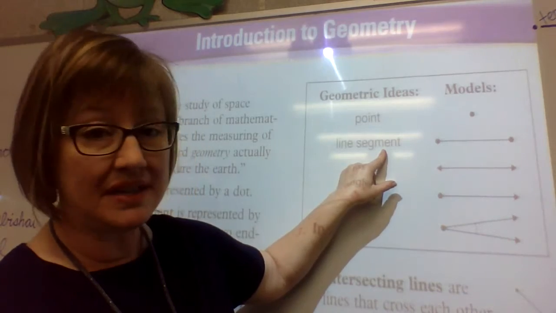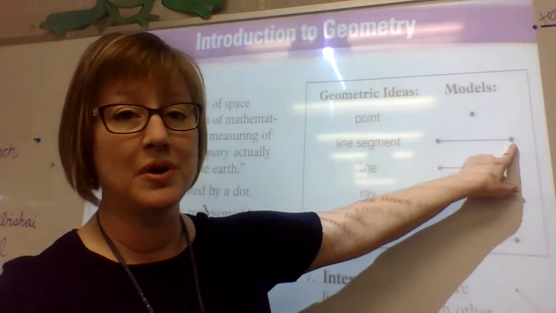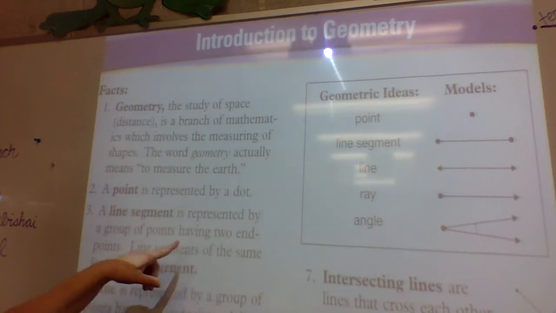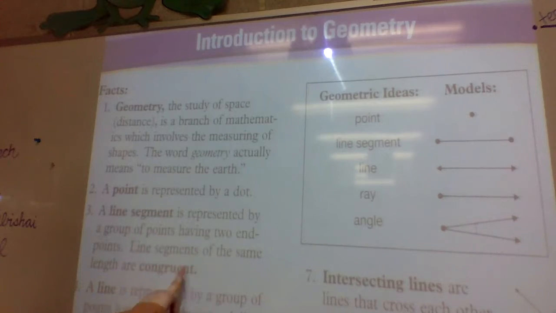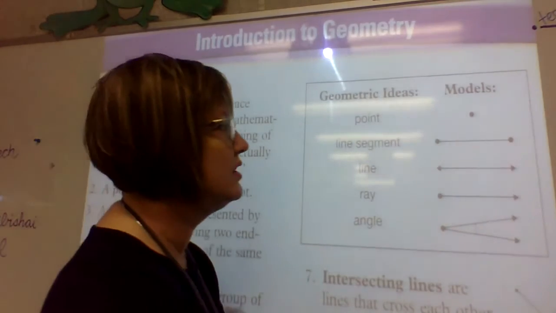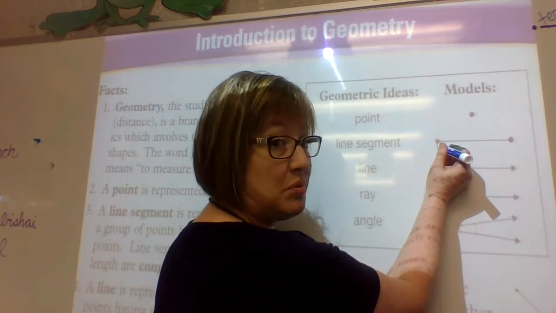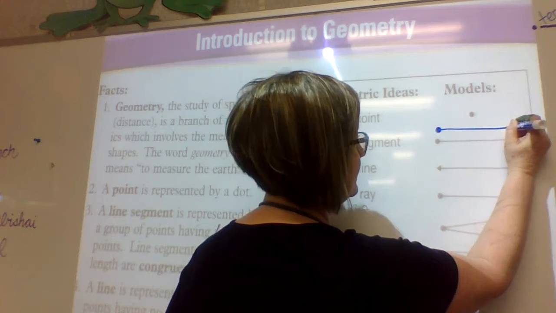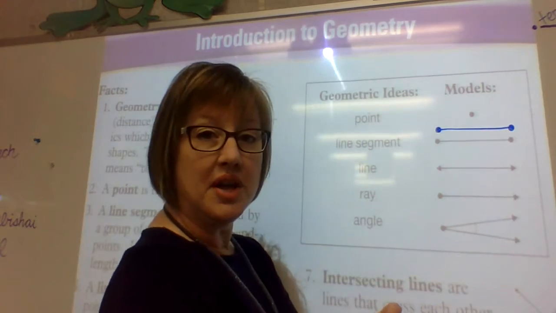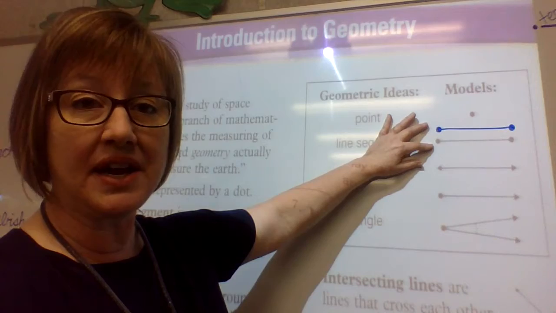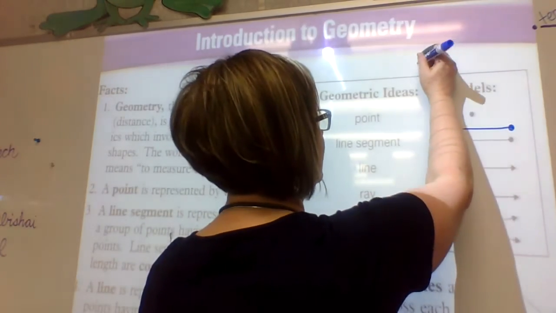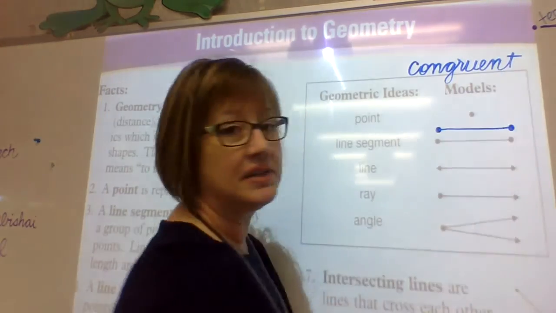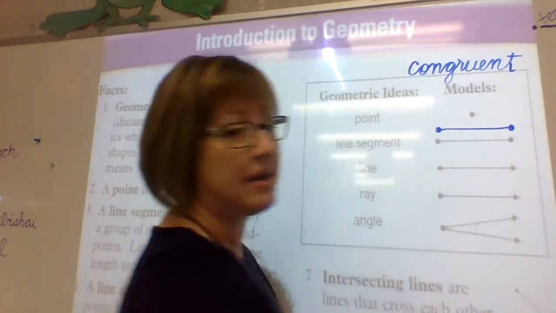A line segment is connected by 2 points. Let's see what they say for the definition. A line segment is represented by a group of points having 2 endpoints. Line segments of the same length are congruent. So this has a beginning point, an ending point. And if I were to draw another one the exact same, I'm not very good at doing that without a ruler, but if I were to draw another one that looks exactly the same size, we would call that, it's a fancy word, congruent. Congruent just means they are the same size, same shape.